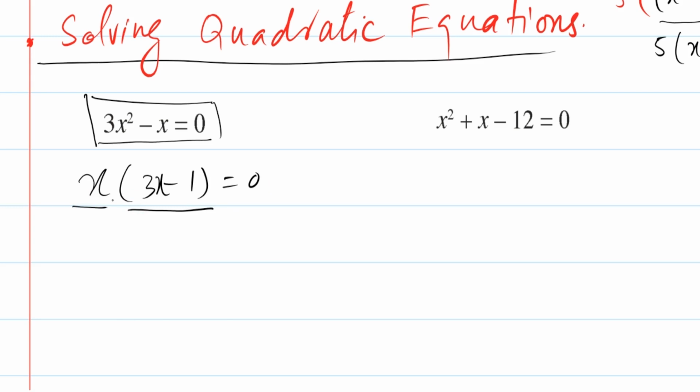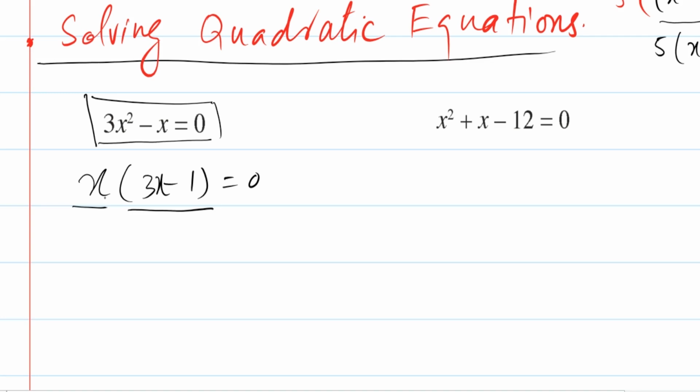Same applies to numbers. If you have a number and you want to factorize it, you will express that number as a product of two or more. So now we have got the factorized form: x is being multiplied by 3x minus 1, so two expressions are being multiplied.